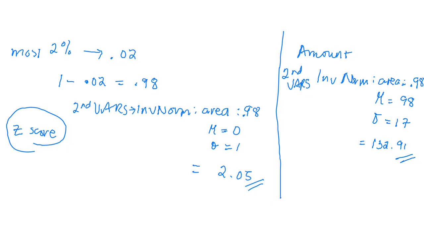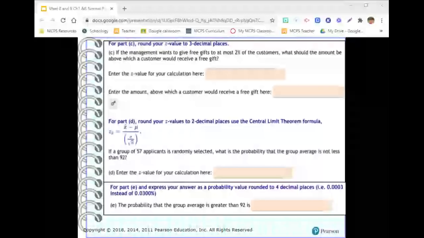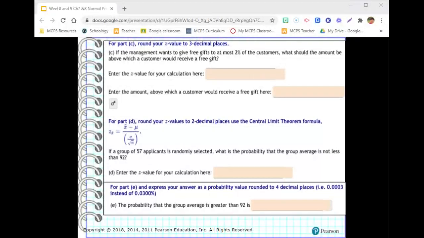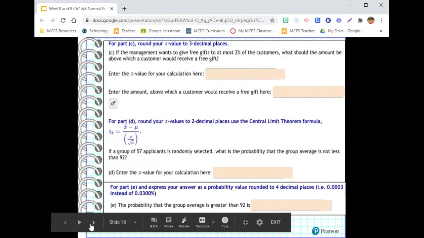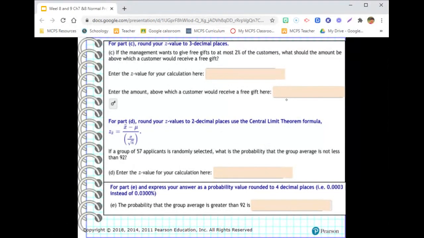Okay, so let's see the next one. We answered this already, right? No, this one. The amount was 132.31. Yes. Okay.